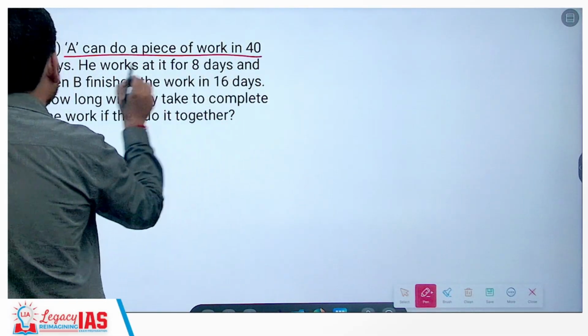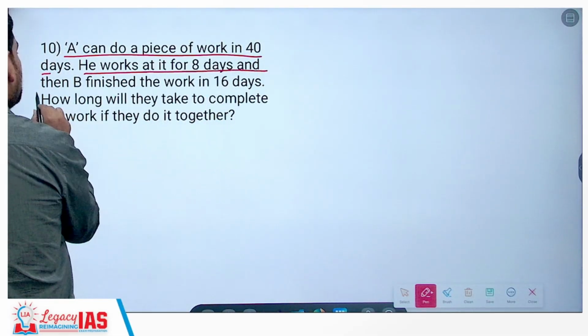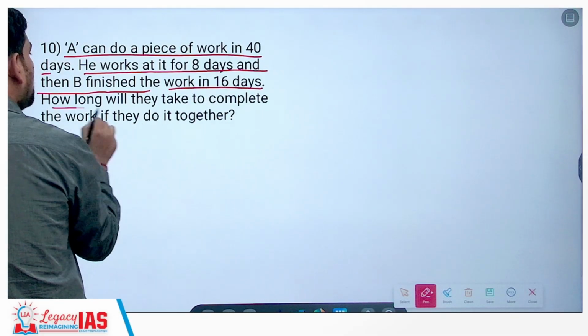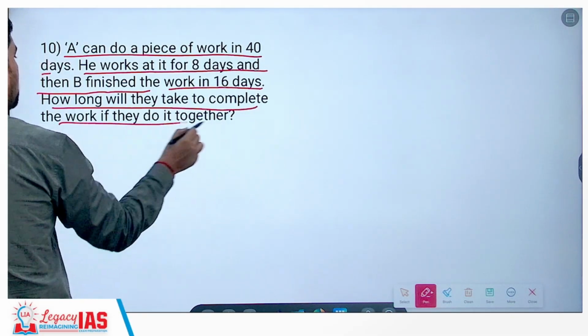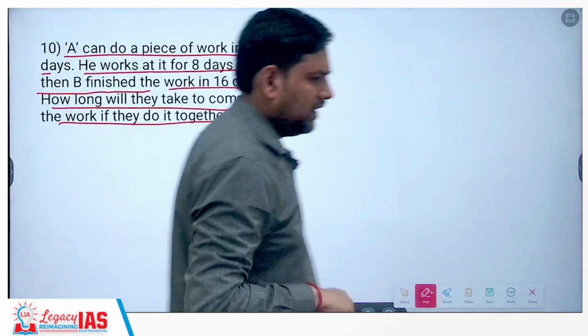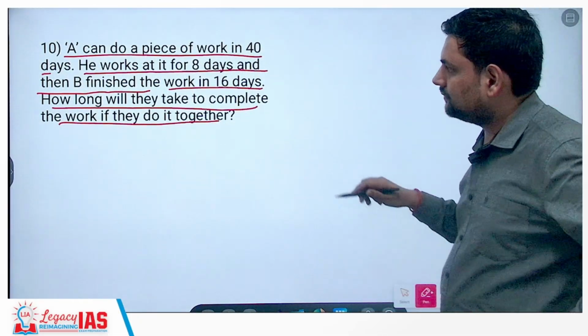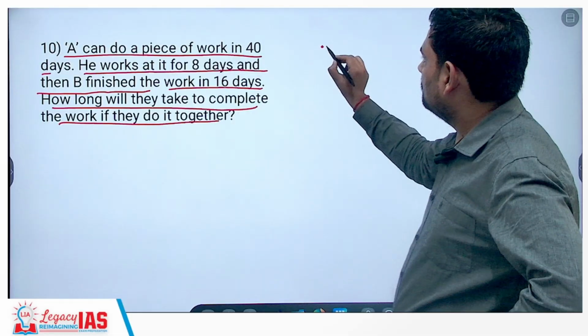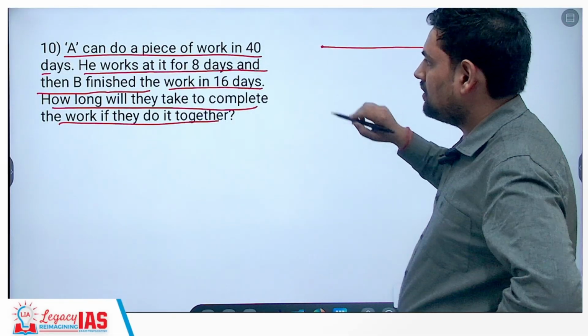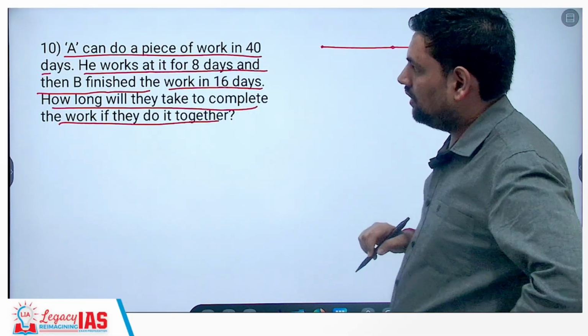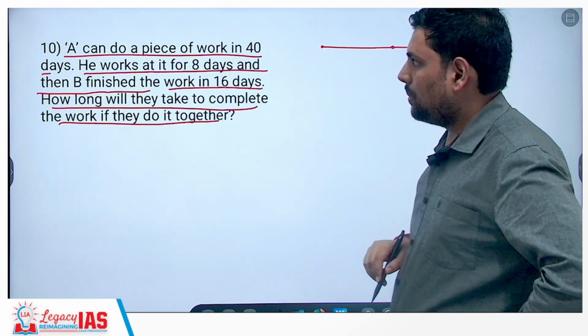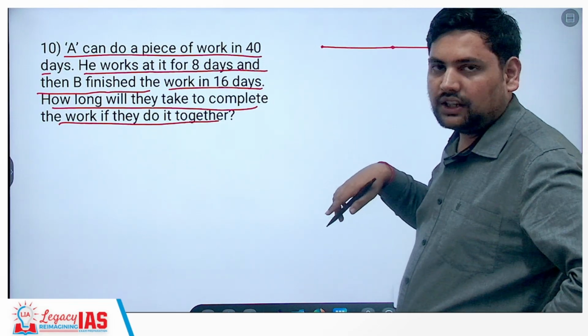A can do a piece of work in 40 days. He works at it for 8 days. Then B finishes the work in 16 days. How long will they take to complete the work if they do it together? Okay, now see. Again, I draw a timeline. A can do a piece of work in 40 days.